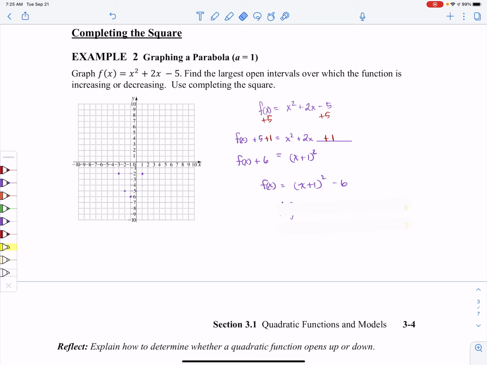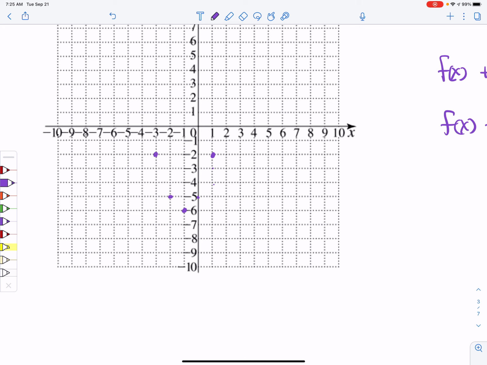Now, when I look at this, I'm able to see which direction to move. I couldn't see that when I was looking at the equation in this form. And so I know now that I'm going to move to the left 1 and I'm going to move down 6. Other than that, it's going to be a totally normal parent parabola. And so you can see on my graph over here that I've moved left 1 and down 6 to get to my new vertex. And from there, I went right 1, up 1, and left 1, up 1, just like the parent does.